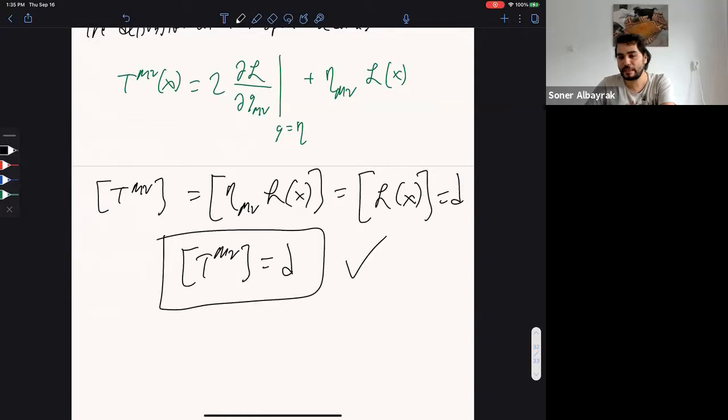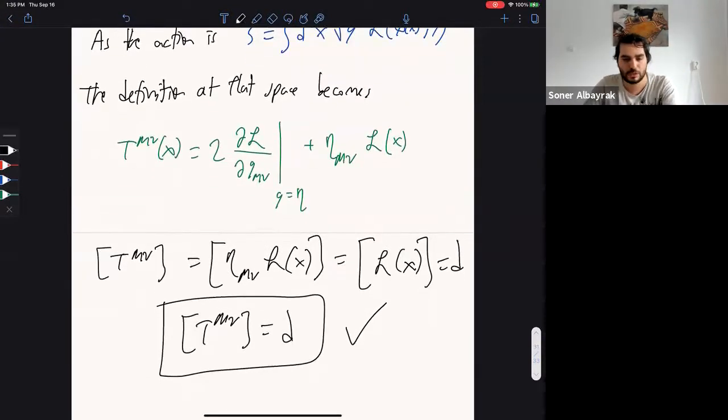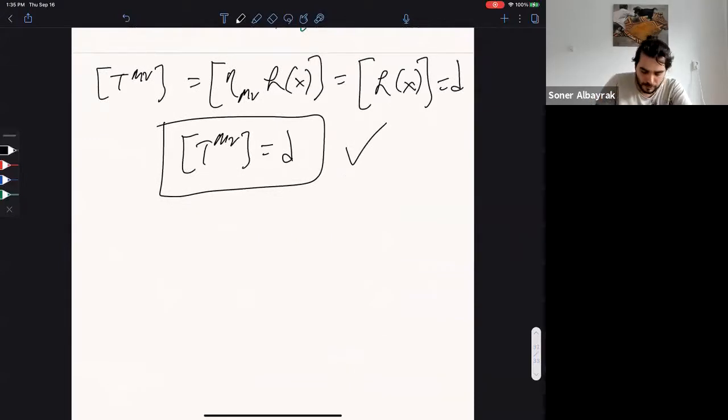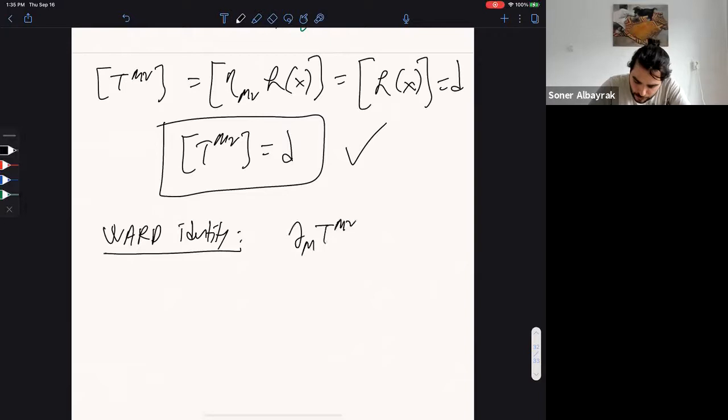But we know that classically, some operators have some mass dimensions, and as we include quantum corrections, they may change. So we may wonder, maybe this also changes with the quantum corrections, but that's actually not the case. We can see this, for example, from the Ward identity. This is basically a generalization of the fact that T mu nu is conserved. So this is classical.